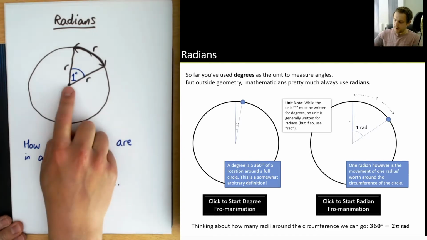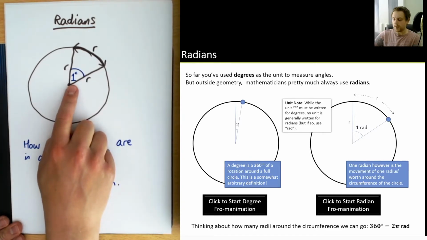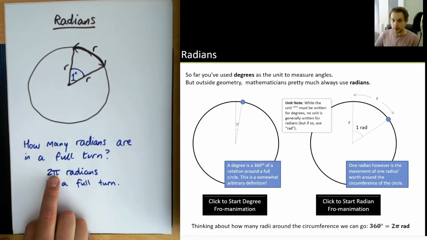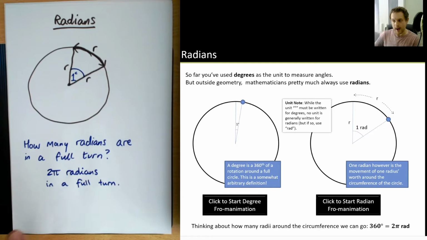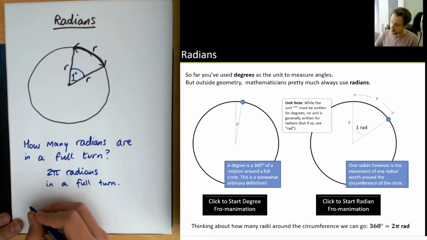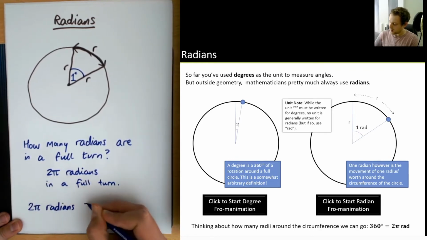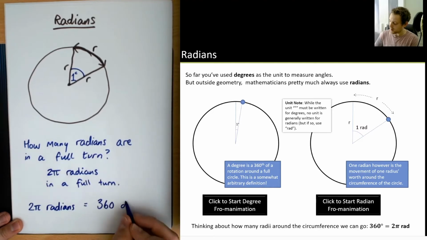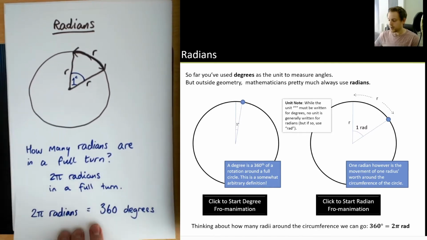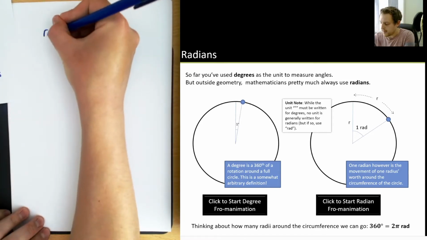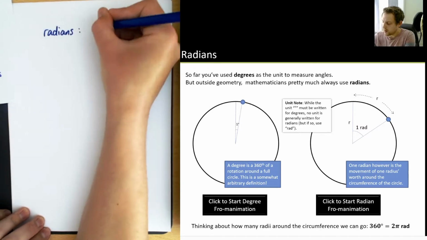So the question is, okay, what's the size of 1 radian in degrees? You're going to do this by equating 2 pi radians with 360 degrees and going from there. So 2 pi radians is 360 degrees. So in terms of a little ratio, we've got radians to degrees.